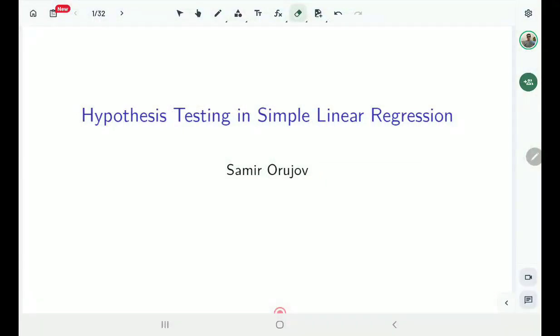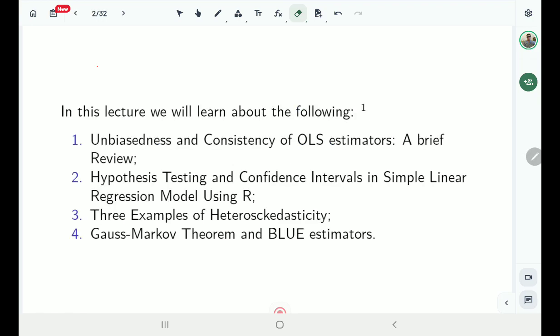Hello. In this lecture, we are going to talk about hypothesis testing in simple linear regression model. Particularly, we are going to talk about unbiasedness and consistency property of OLS estimators, which we have already derived during the class, and we're going to make a brief review of those derivations. Second point is hypothesis testing and confidence intervals in simple linear regression model using R programming language.